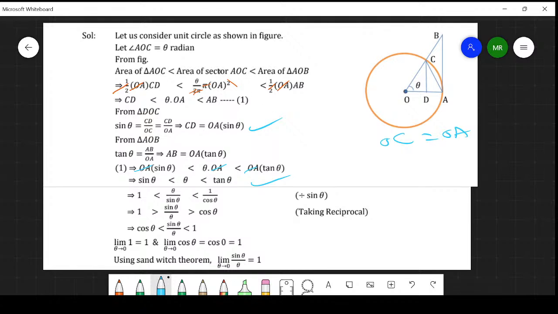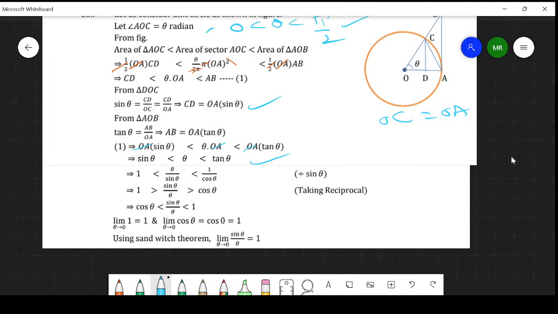You have taken theta in radians, so here also you can write one condition: 0 less than theta less than pi by 2. We are taking a positive angle. Let the angle equal theta radians, where 0 less than theta less than pi by 2. I forgot to write it here. That means the angle theta is a positive angle in the first quadrant. That is the reason I have written 0 less than theta less than pi by 2.